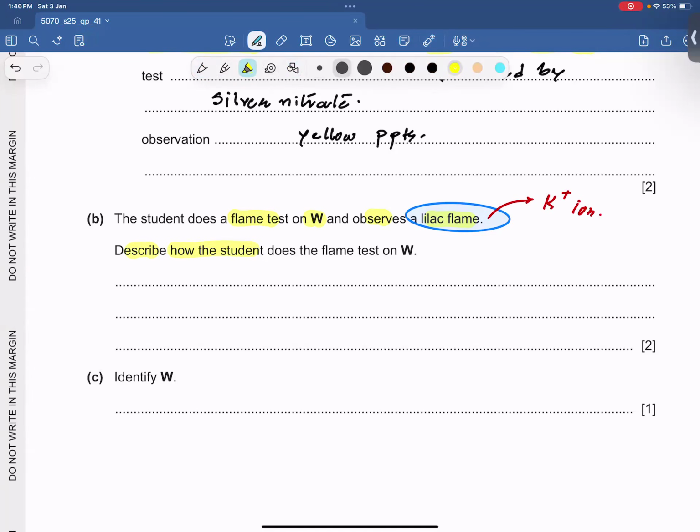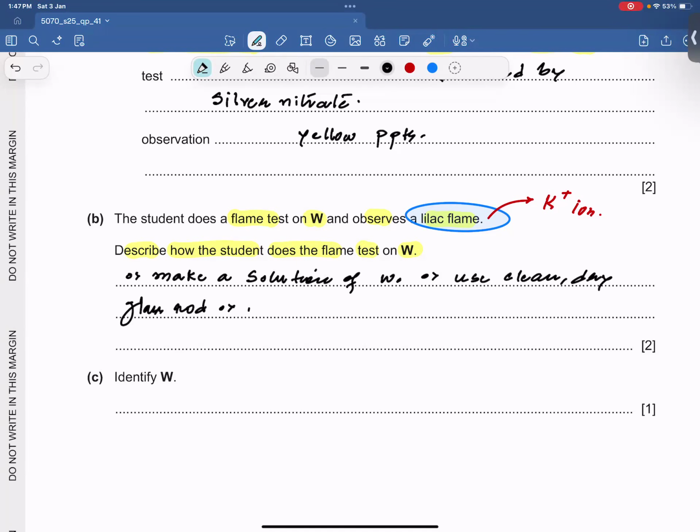Describe how the student does a flame test on W. Okay. First of all, make a solution of W. Use a clean, dry glass rod.